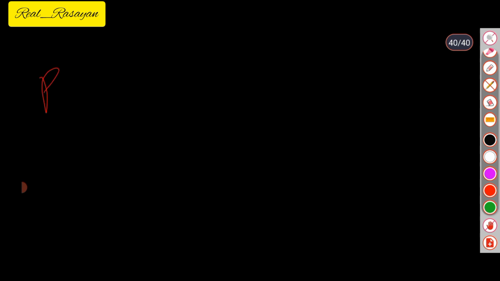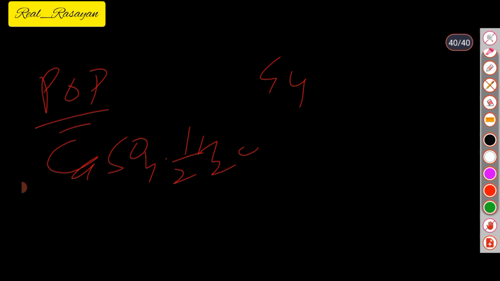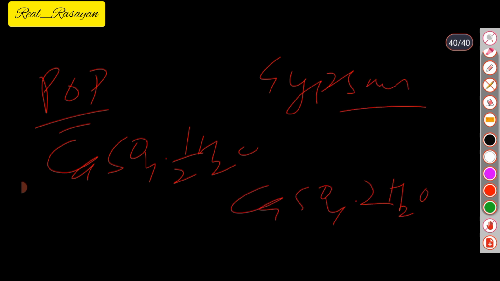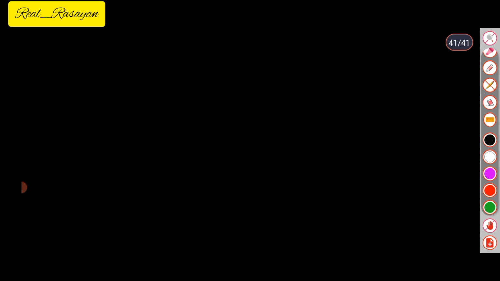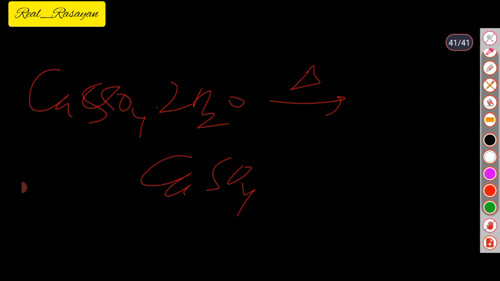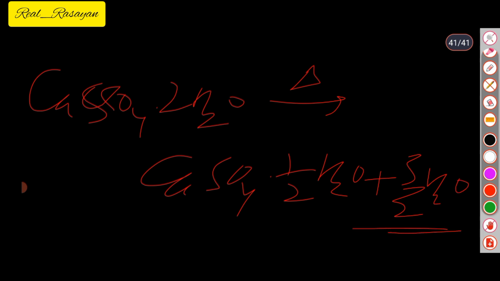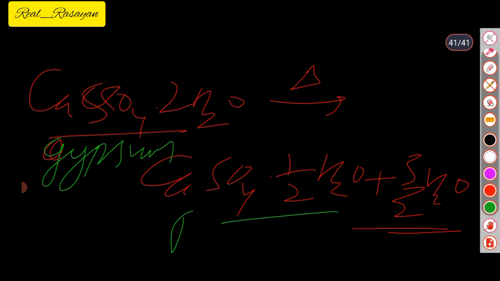Next one is POP. POP is calcium sulfate hemihydrate. And what about gypsum? It is also calcium sulfate dihydrate. It means the water of crystallization is 2 molecules of water along with calcium sulfate. And what is the preparation of POP? CaSO4·2H2O, on heating, will give calcium sulfate hemihydrate along with 1.5 water molecules. This is gypsum and this will be POP, plaster of Paris.